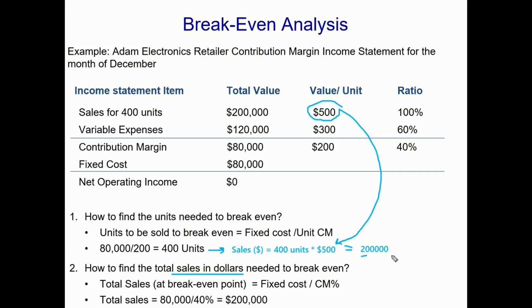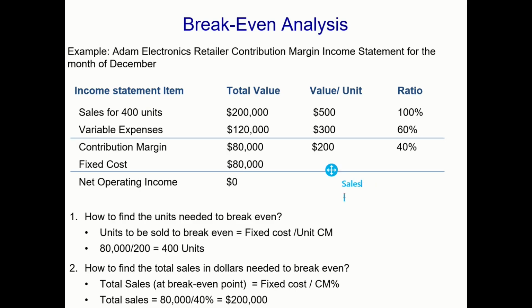But let's assume you don't have the unit, the quantity, but you want to find the sales. How do you find the sales? Well, let's think about it. You need enough sales. Okay, we don't know what sales is. We're going to say sales X. We know for every dollar in sales, you make 40%. So sales times 0.4 should equal to 80,000.